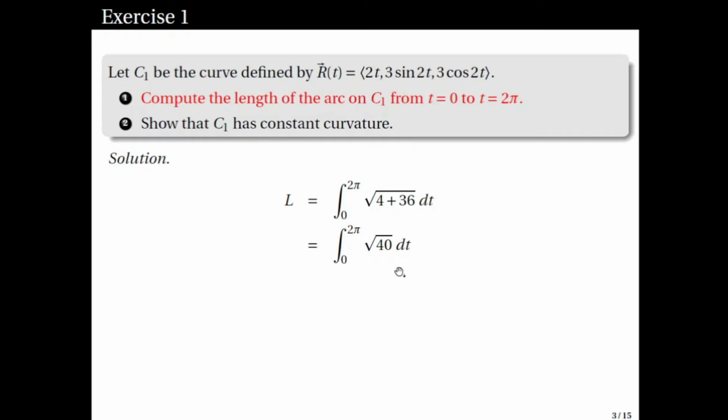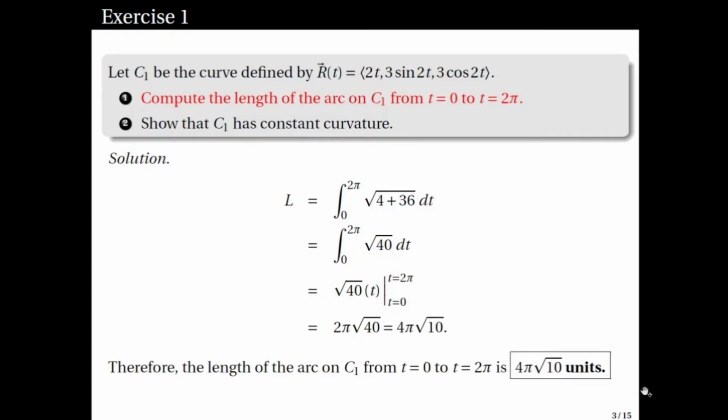And since this is a constant, its integral is just simply square root of 40 times the variable t, evaluated at t equals 0 to t equals 2 pi. When t equals 2 pi, you have 2 pi square root of 40 minus when t equals 0, this is just 0. So therefore, the definite integral is 2 pi square root of 40. And simplifying the radical, you have 4 pi square root of 10. Therefore, we can conclude that the arc length of the arc on C1 from t equals 0 to t equals 2 pi is 4 pi square root of 10 units.